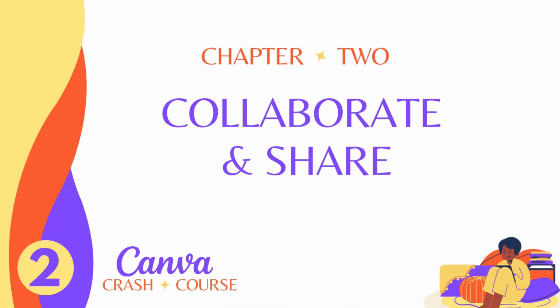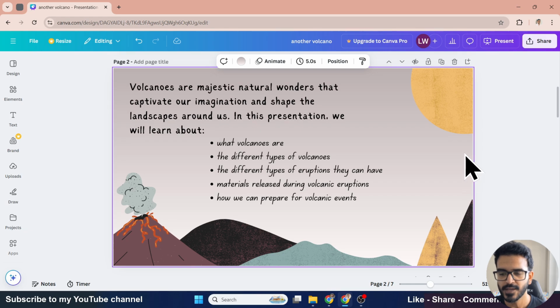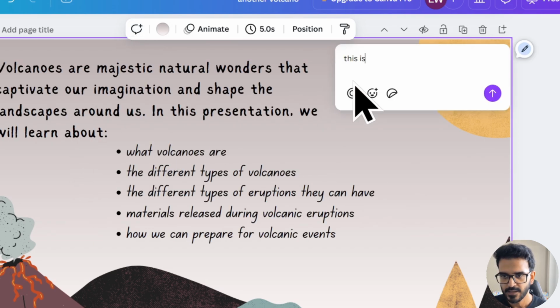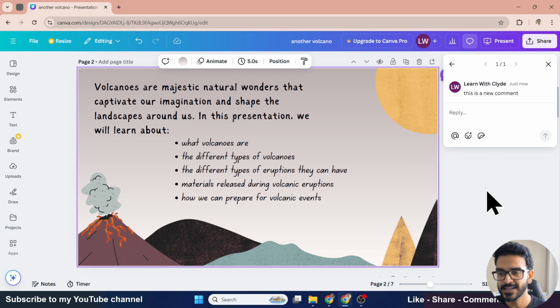Stay tuned. Now, in terms of collaboration on your design file with your team members, Canva provides quite a few options. One of them is comments. You can either add comments on the entire file, the entire page itself. So if I click on this comments here, I can say, this is a new comment, and I can add a comment. I can also reply to the comment.